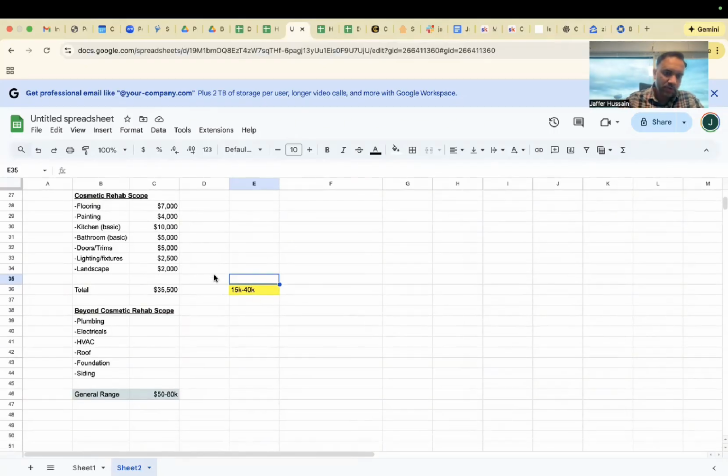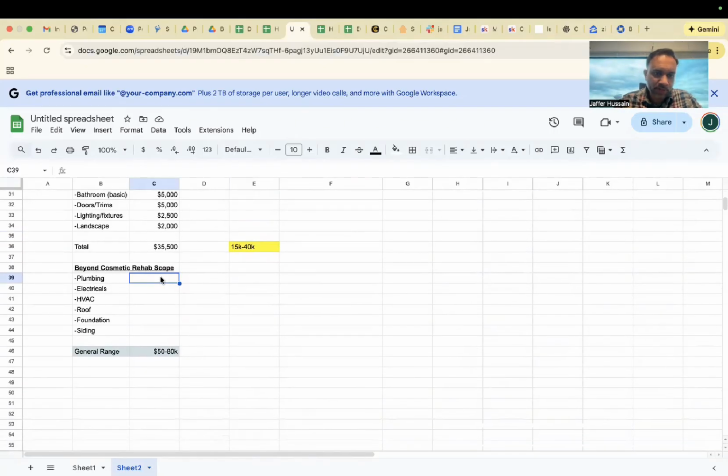Okay. Now, going beyond cosmetic. Now, this is where they use the term gut rehab, right? All these things are needed, plus the cosmetics can be a gut rehab. Now, not every house needs to be a gut rehab. Some just require plumbing. Some may just require new electricals. Some may just require a new furnace, right? Or a brand new roof. But I wanna just give you a general sense of what you're going to be looking into.